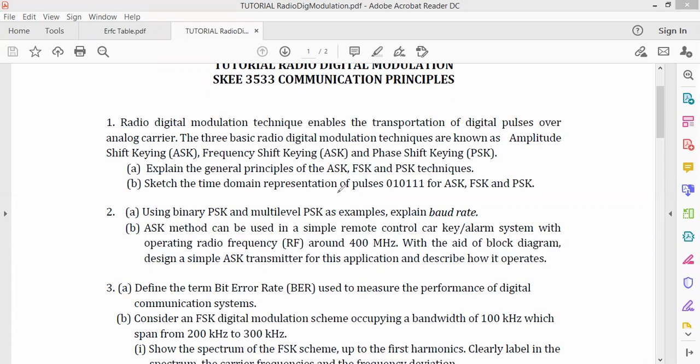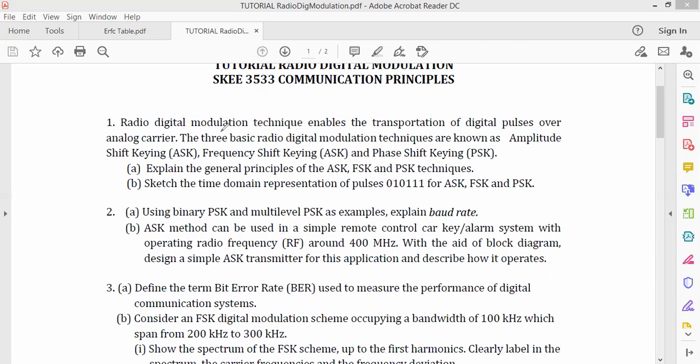I finished the slide. I just want to go through some questions from this tutorial. Basically, this tutorial is a compilation of selected final year exam questions. That's why I didn't put any sample of FYE in my slide. They are here in this tutorial. Let's look at the first question.